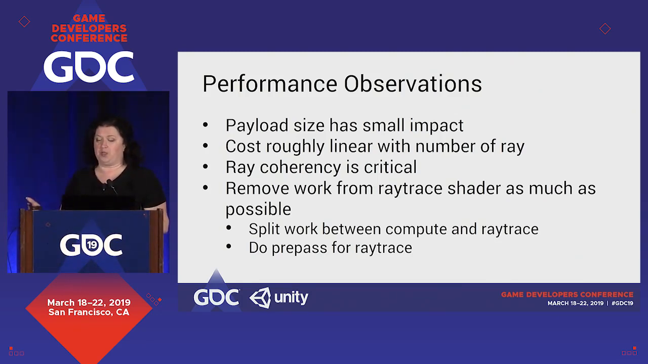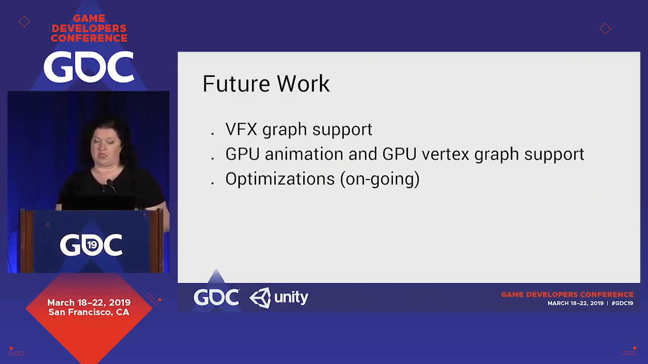It's also super important to get rid of as much work as possible from the ray trace shader, splitting work between compute and ray trace, so doing a pre-pass is a good thing to do for performance reasons. On our side, what are we doing next? We're going to support particles, and it's going to be fun. We're going to discover a lot of interesting challenges. We're also going to support more sophisticated GPU animations. You saw some of the animations in the car, but the really fun bits exist when artists do vertex animations in the shader graph. Lots of interesting challenges there with regards to BVHs and updated acceleration structures, and of course, even more optimizations.